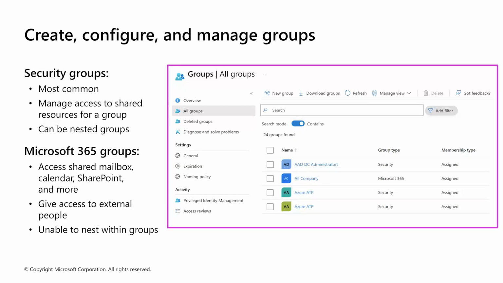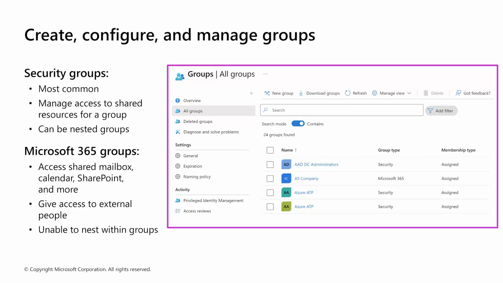And security groups are actually more flexible for permissions. So you can manage access to shared resources for a group, or use nesting if you're looking for where Microsoft 365 groups are unable to nest. Microsoft 365 groups cannot be nested. Admins must choose based on the use case, right? The wrong group choice can cause long-term issues. So that is also very important to understand and relate accordingly.